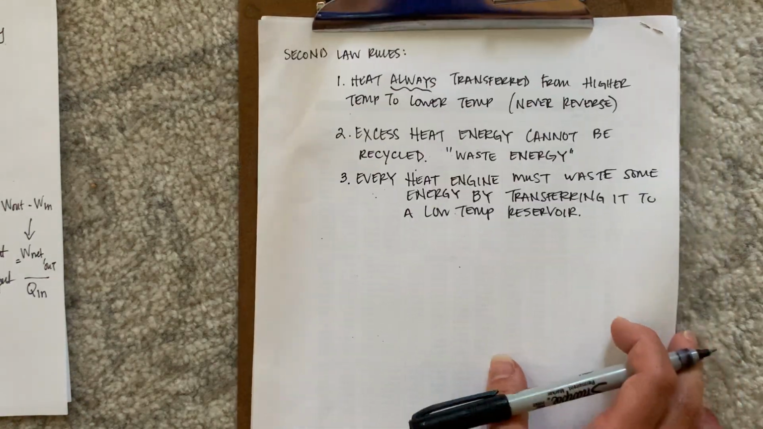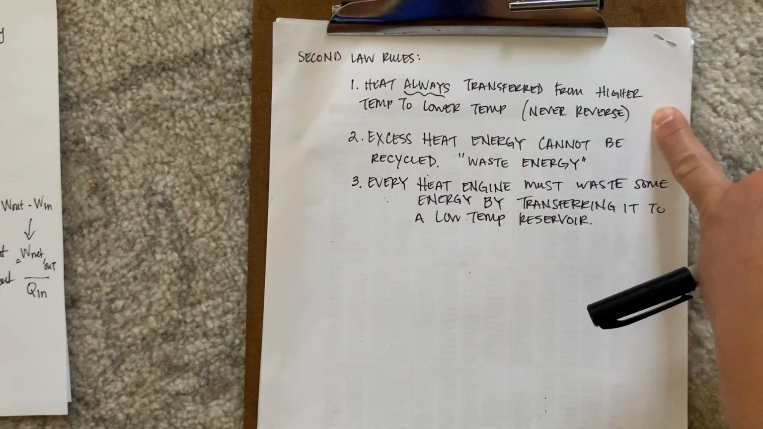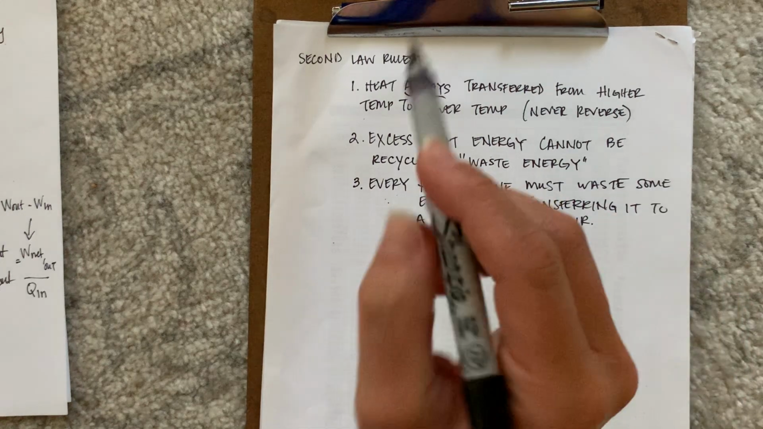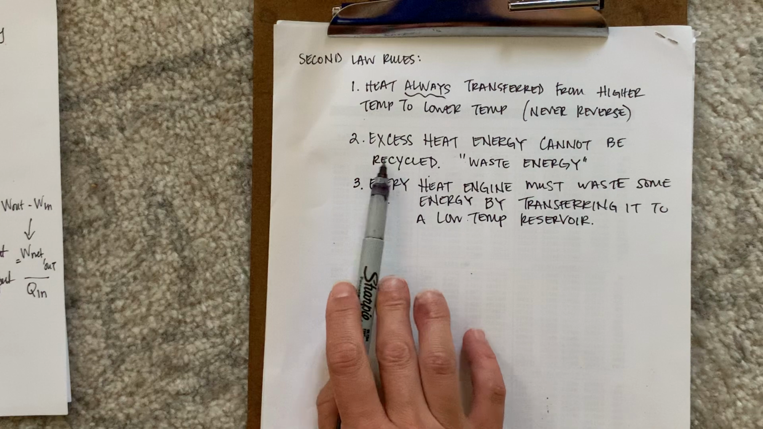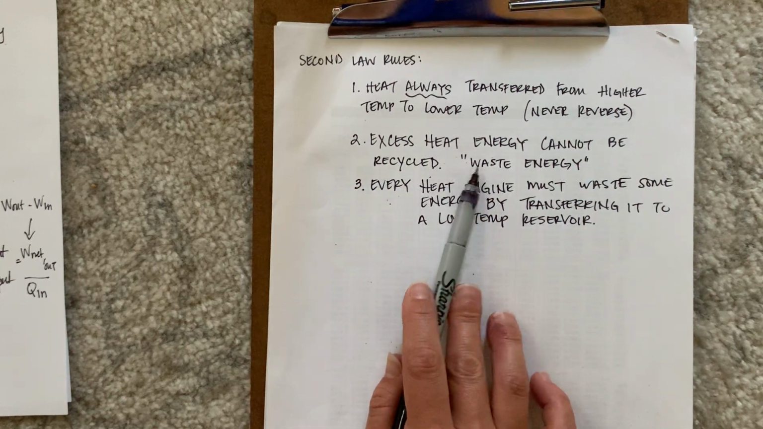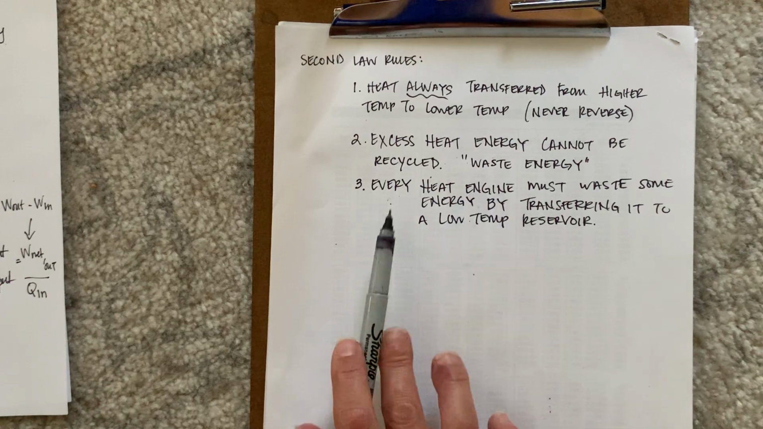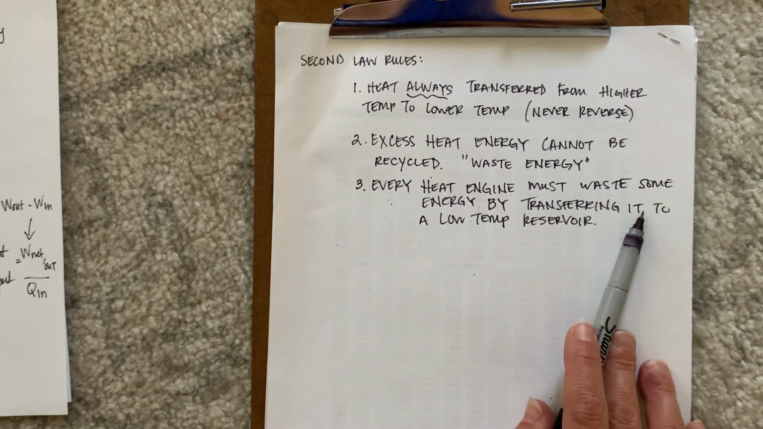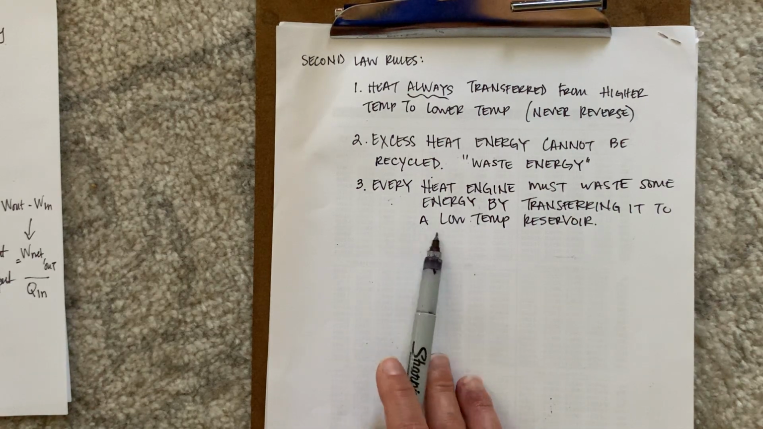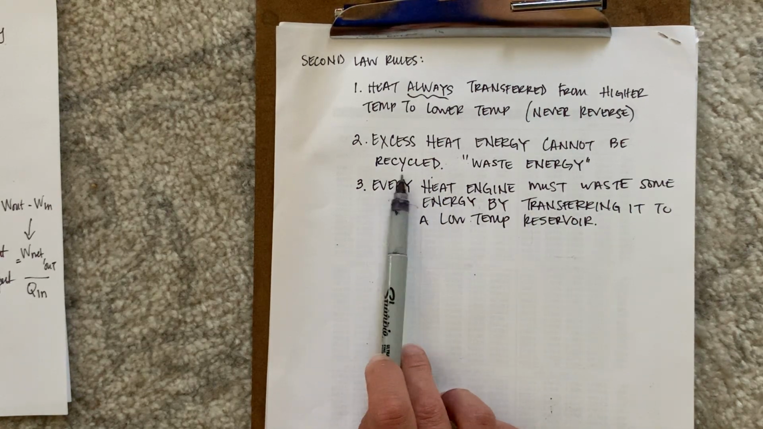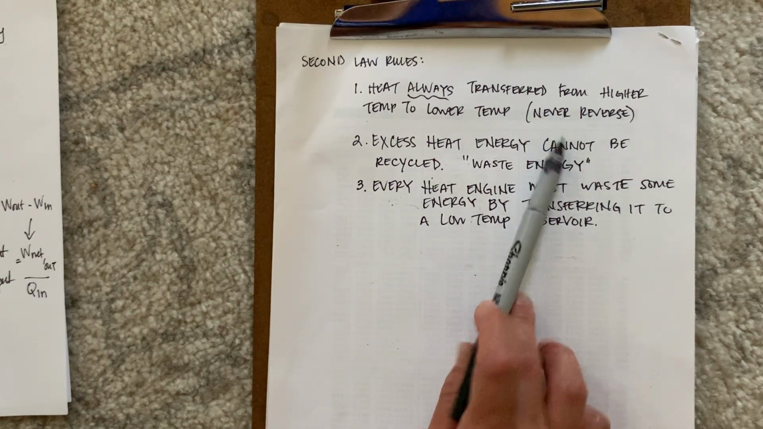All right, so essentially this is saying that heat can only ever go in one direction, from higher to lower. A lot of times we'll write this as QH to QL, Q high temp to Q low temp. Excess heat energy cannot be recycled, so you have to waste excess heat energy, and every heat engine must waste some energy. So we can't have an efficiency of 100%. You can't reuse any of the excess heat energy, and you can only ever go from higher to lower temperature.